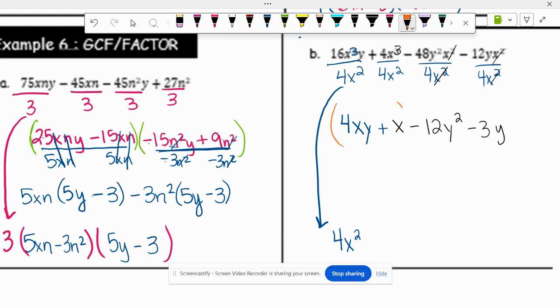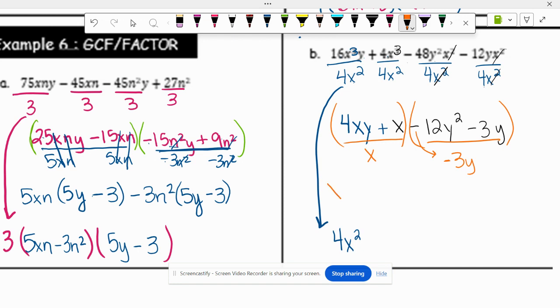So let's group these. What can you take out of the first grouping? Take out a 1x. Is it okay if I just write it as an x? What can I take out of my second grouping? What kind of 3y? A negative 3y. Yeah, good job.